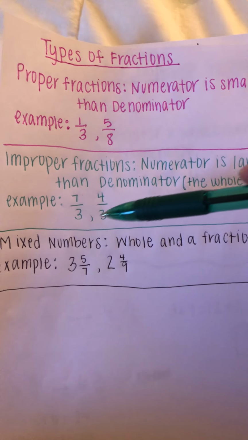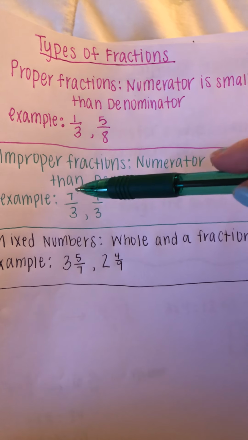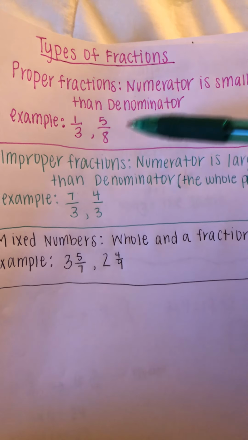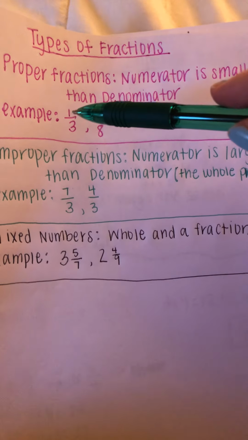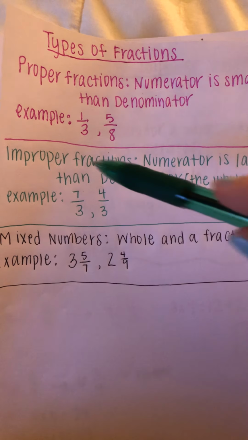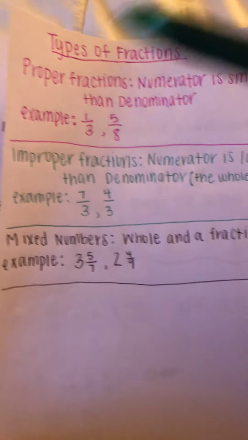So these are improper fractions, and that's a little bit harder to visualize what 7/3 looks like versus if we see the proper fractions, which are 1/3 and 5/8. So we're going to talk more about improper fractions in a second.